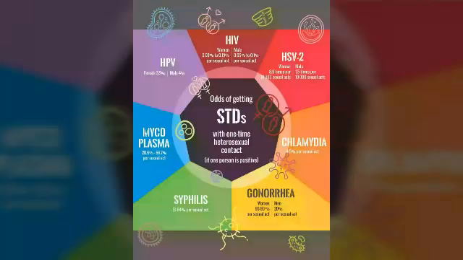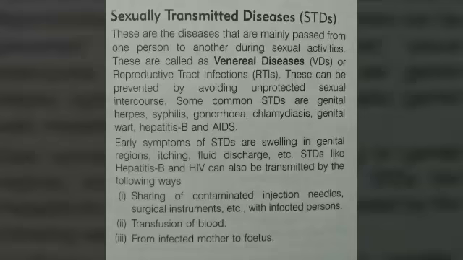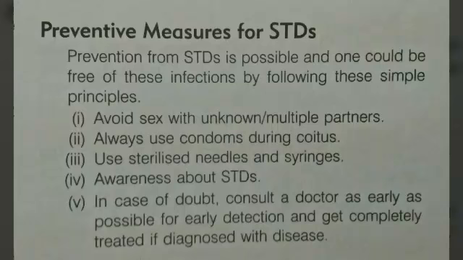So as you know, what are STDs? STDs are the diseases which are transmitted through sex. Sexually transmitted diseases are known as STDs, and they are also known as VDs, venereal diseases, or reproductive tract infections. So they are also called RTIs. What are the preventive measures for STDs?